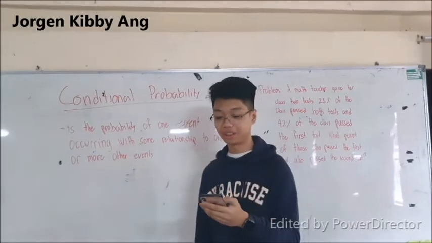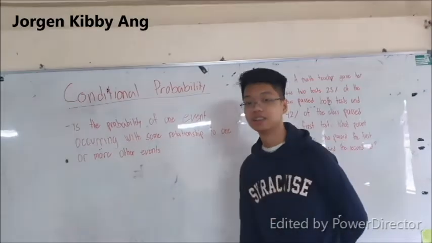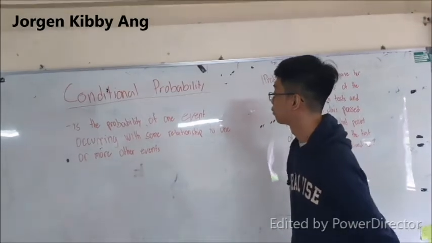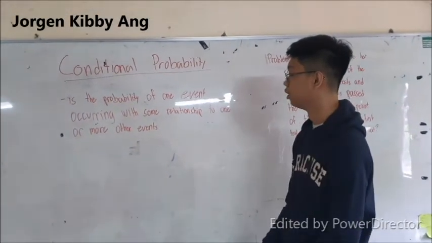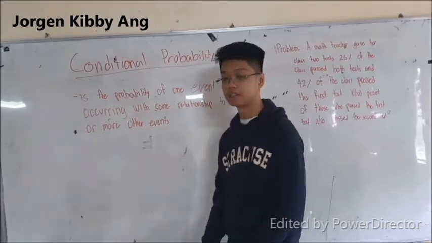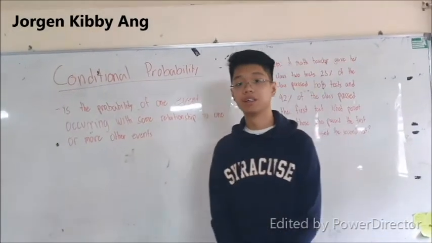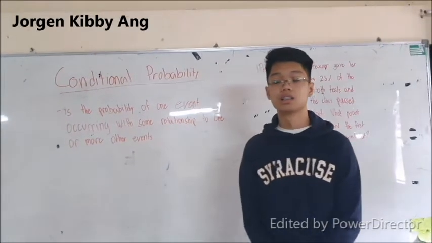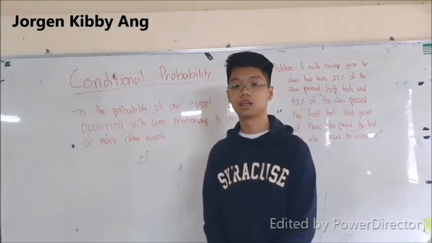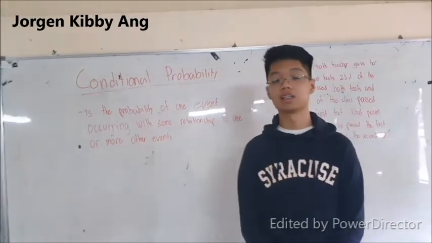Good afternoon. I'll be talking about conditional probability. Conditional probability is the probability of one event occurring with some relationship to one or more other events. In probability theory, conditional probability is a measure of the probability of an event, some particular situation, occurring, given that another event has occurred.